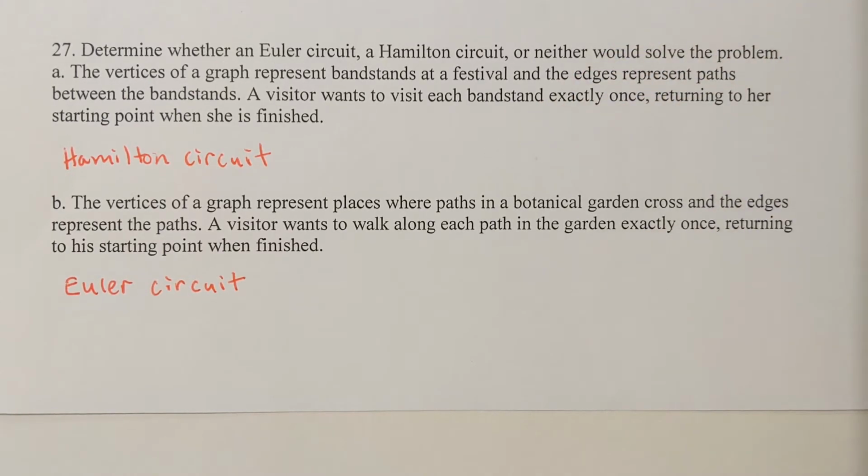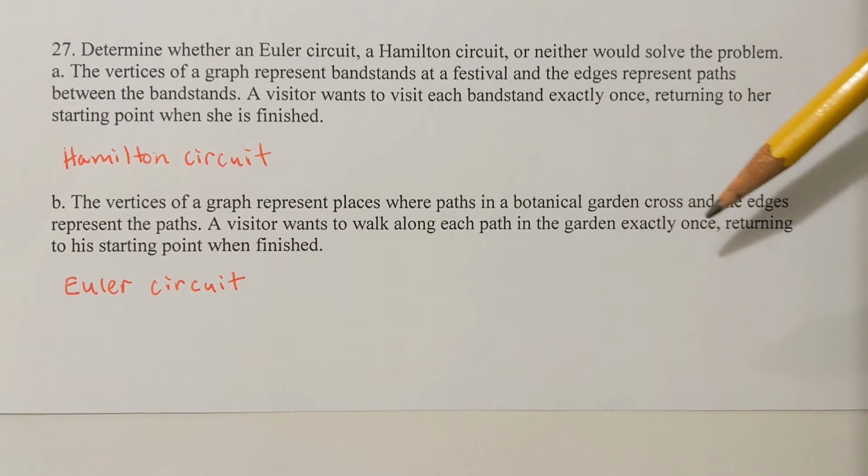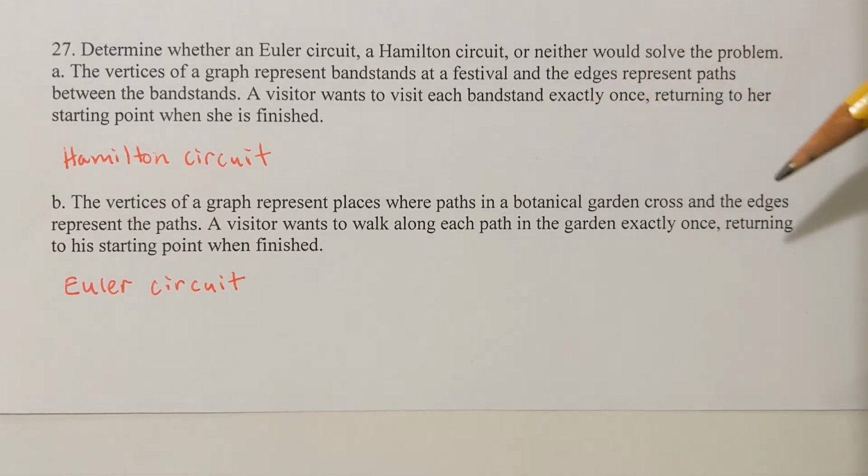Part B. The vertices of a graph represent places where paths in a botanical garden cross, and the edges represent the paths. A visitor wants to walk along each path in the garden exactly one time, returning to his start point when finished. So that would be an example of an Euler circuit because the visitor is going to walk along each path exactly one time, and each path would be represented by an edge. Also, it's going to be a circuit since he's going to return to his start point when he's finished.